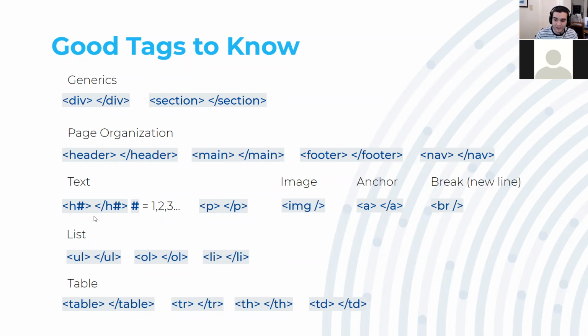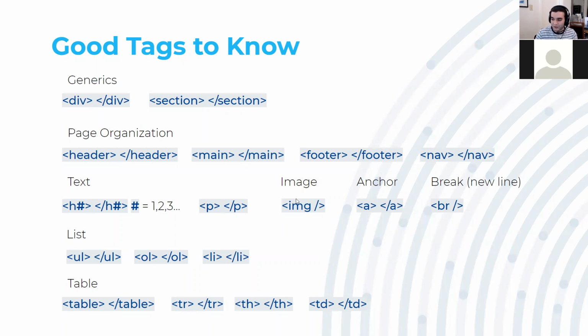For text, there's the header tags. We kind of already saw this one. For header, you can do H1, H2, H3. With each bigger number, it decreases in significance. So H1 is going to be the biggest, and H3 is going to be a lot smaller. P means paragraph, so simple paragraph text.